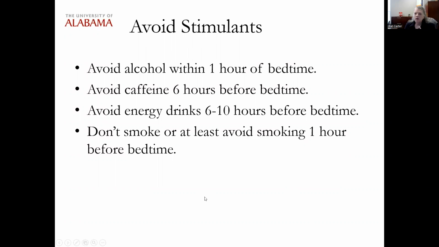Avoiding stimulants. So in this case, alcohol, I say within an hour of bedtime, right? Because it takes about an hour to get it out of your system.